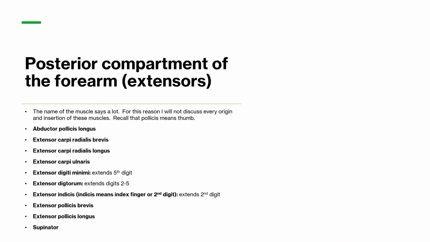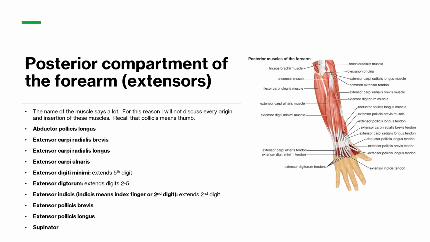Posterior compartment of the forearm, extensors. I know I've said this once or twice, I'm going to say it again. The name of the muscle says a lot. For this reason, I will not discuss every origin and insertion of these muscles. Also recall that pollicis means thumb. And I have a nice little diagram listing these muscles.